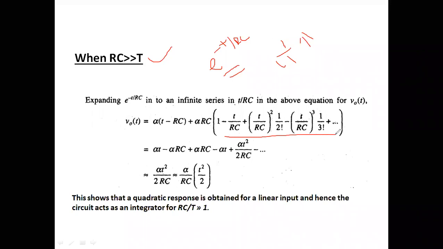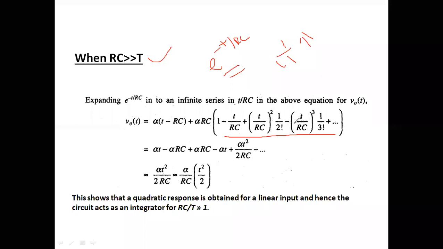In the same way as the high pass circuit. If you recall your high pass circuit, we did the same thing. This is in the form of e power minus x. E power minus x can be expanded as 1 minus x plus x squared by 2 factorial minus x cube by 3 factorial, and so on. Therefore, I have expanded it.